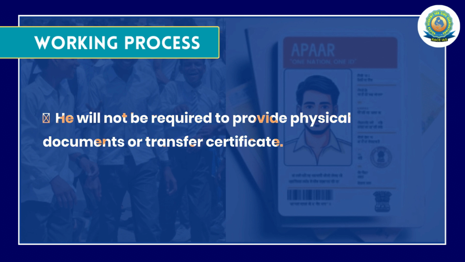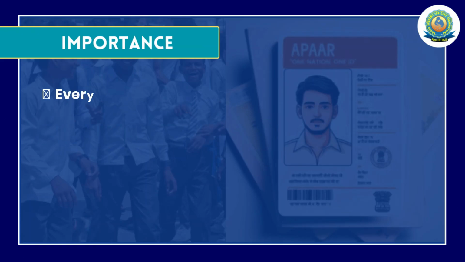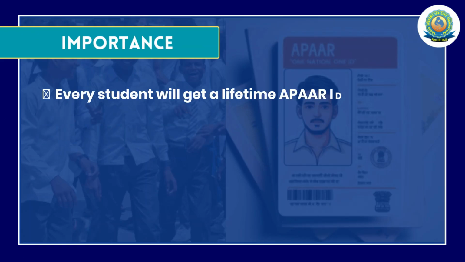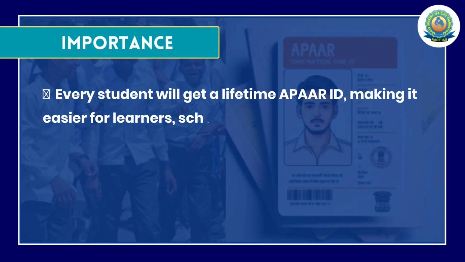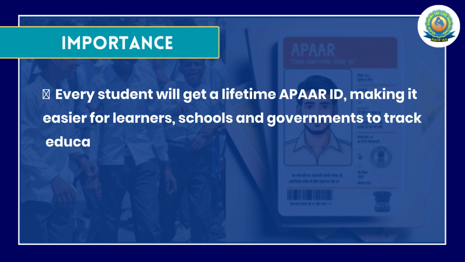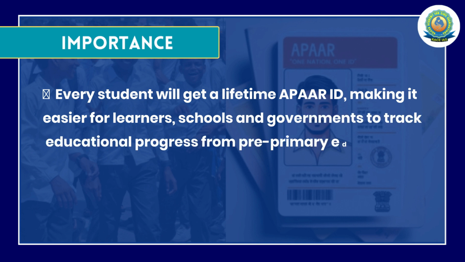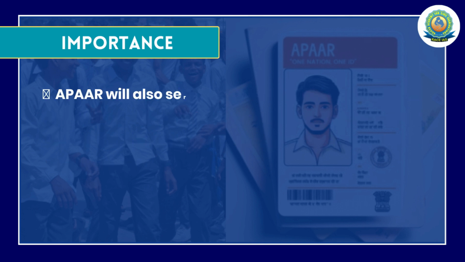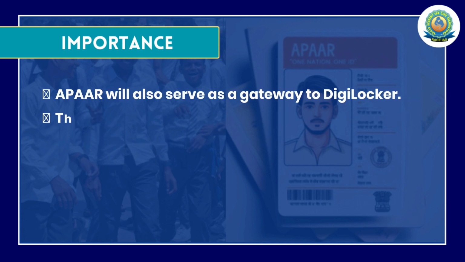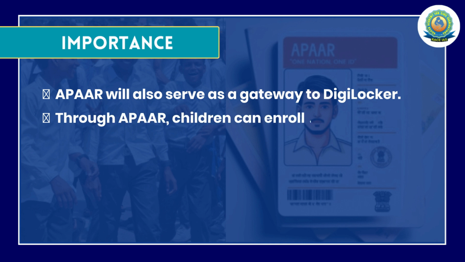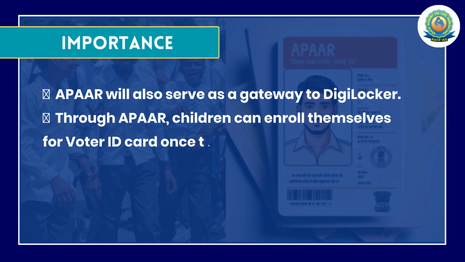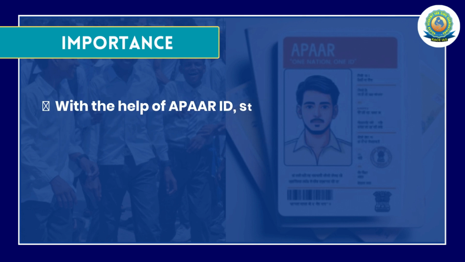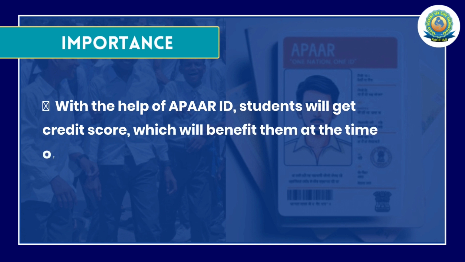Now, it's time to know the importance of it. Every student will get a lifetime Apaar ID, making it easier for learners, schools, and governments to track educational progress from pre-primary education to higher education. Apaar will also serve as a gateway to DigiLocker. Through Apaar, children can enroll themselves for voter ID card once they complete 18 years of age. With the help of Apaar ID, students will get a credit score, which will benefit them at the time of higher education and job.